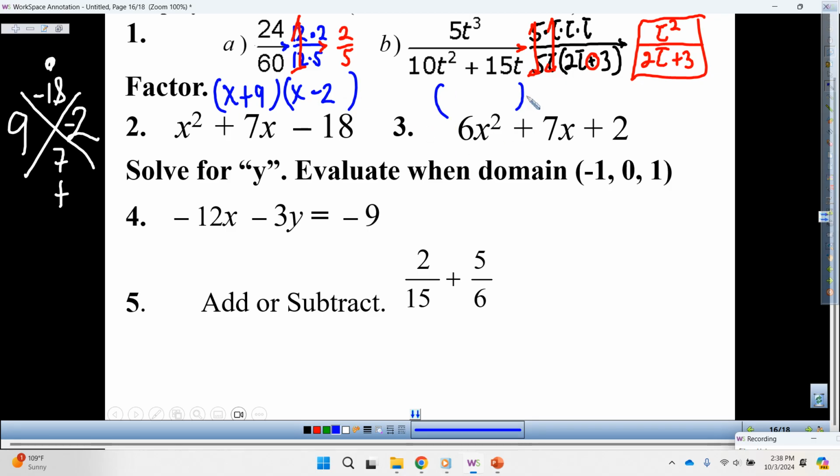We need 2 factors for number 3. Share with your neighbor what you got for number 3. Then Sam's going to pass it to someone. We got to go. All right, Sam, pass someone.